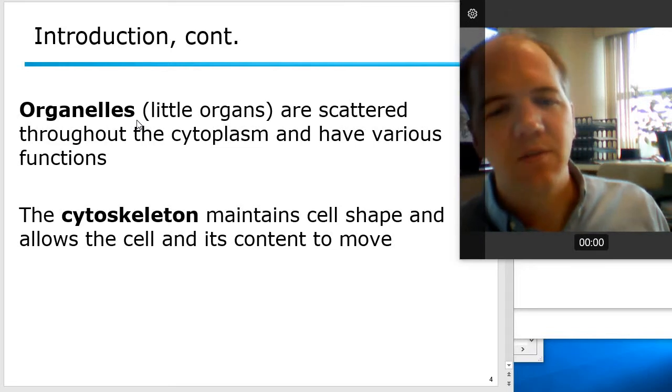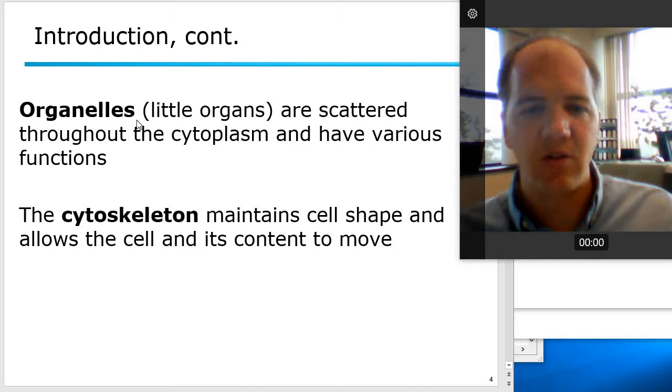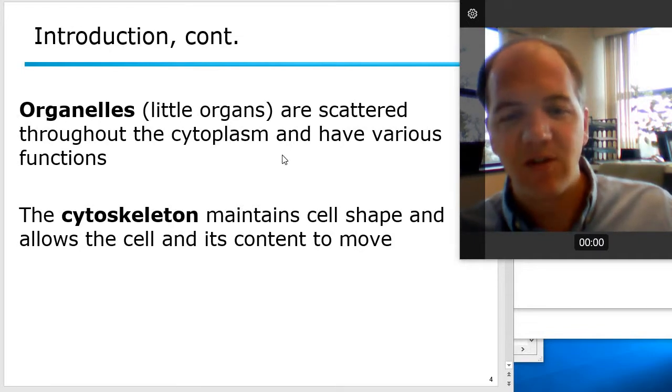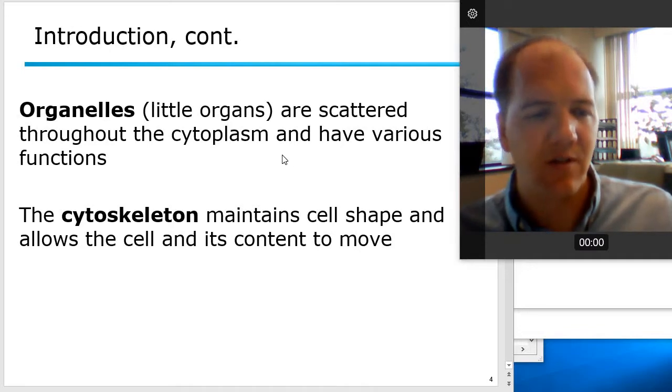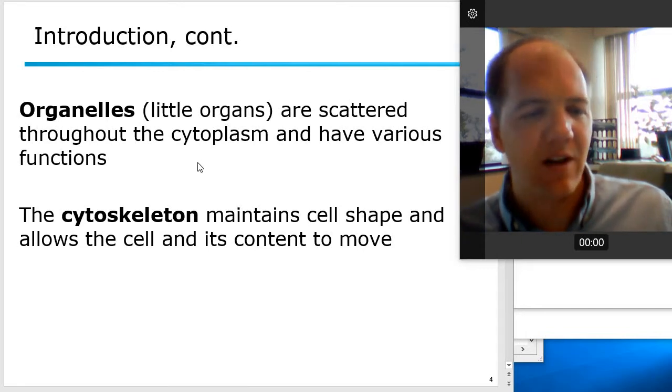So organelles are what they sound like. Inside our body, as a large, fully functional organism, we have organs that have different functions. Inside the cell, we have these things called organelles, which are little organs. And they do a similar type of thing, except on the cellular level. They have different functions that help to carry out the functions of the cell as a whole. And they're just floating around in the cytoplasm.